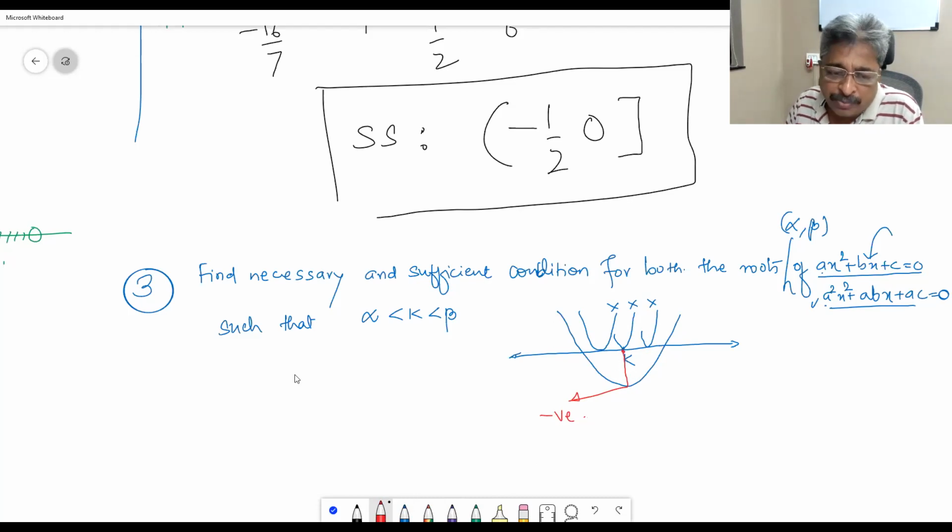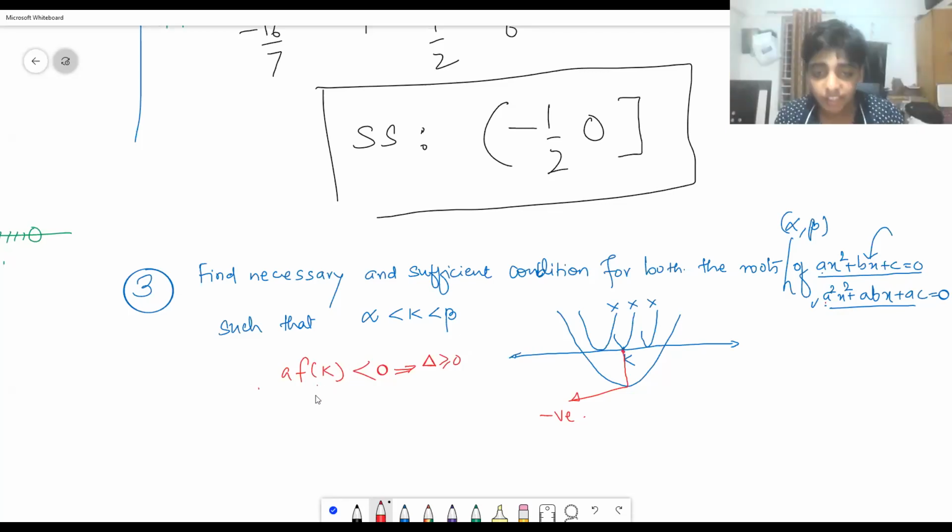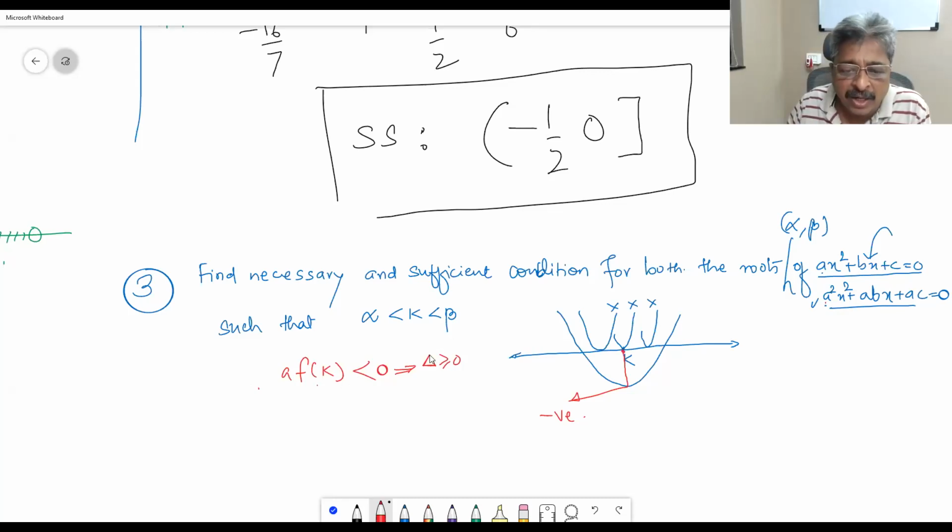So a of f of k is less than 0, and that implies delta is greater than or equal to 0. We need not worry about delta, because this is a square, so it is opening upward. Sir, delta is strictly greater than 0. No, not required. You need not consider this condition at all, because a of f of k less than 0 implies delta is greater than 0.